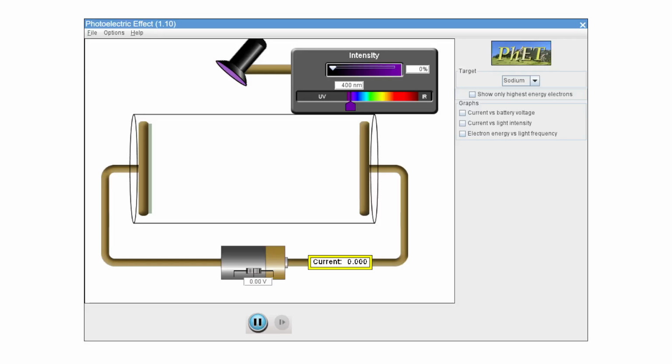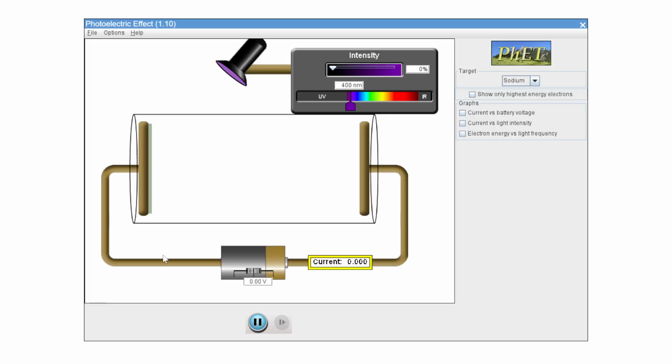Right, I hope you can see the screen. Just what I wanted to show you here is how the negative potential and the positive potential happens. What we are going to do is I'm going to show you that at this wavelength, the target is sodium. This small strip here, you can see, is sodium.